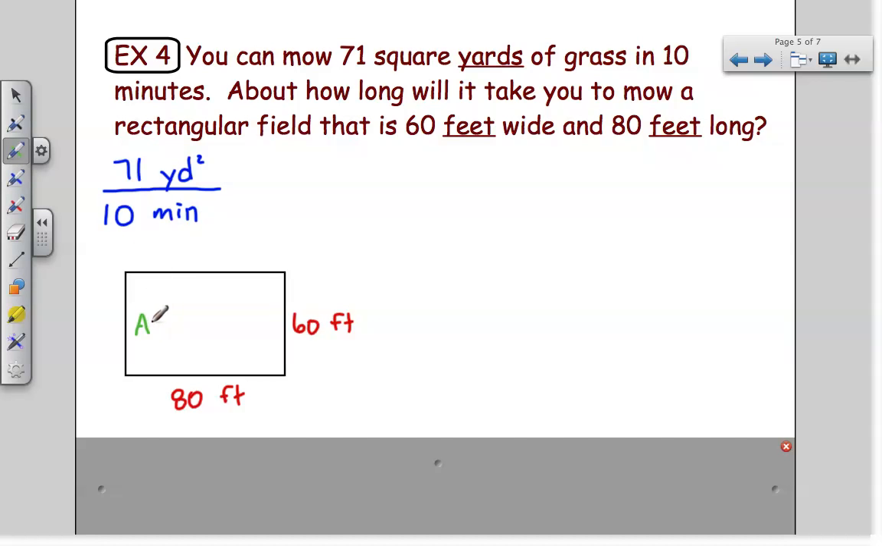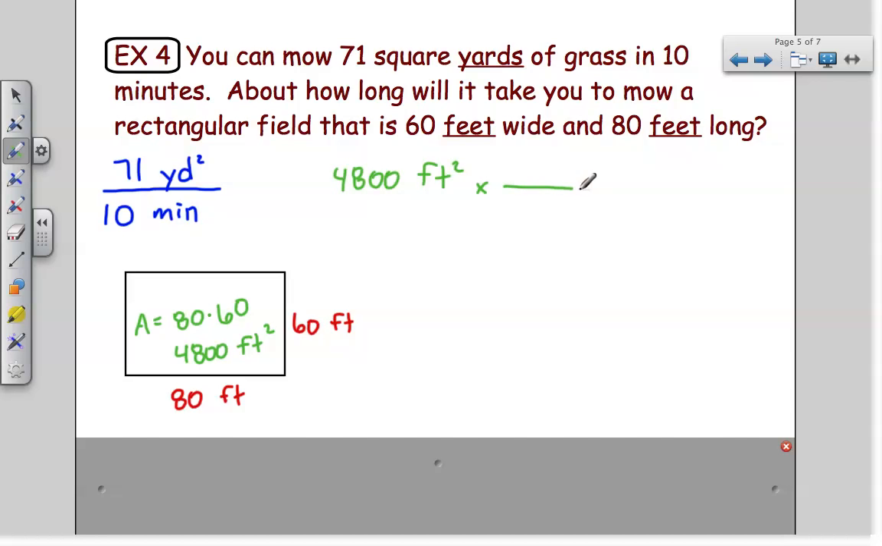I need the square feet here. And I know that for area, I just do base times height, which here is 60 times 80, or 80 times 60. The area then of this field is 4,800. Now this was in feet, and area is feet squared. And I know I'm going to have to do some conversions here. I have that there's 4,800 square feet that I'm trying to mow. I know I can mow 71 square yards in 10 minutes. I need to get 4,800 square feet into square yards first. So I'm going to take my 4,800 square feet and try to get square yards.